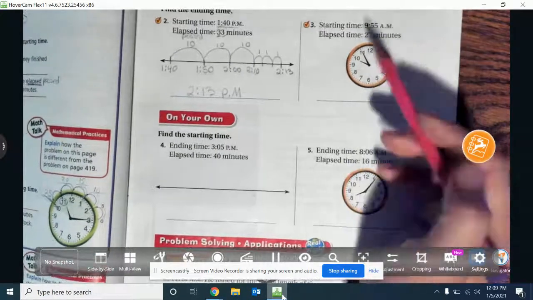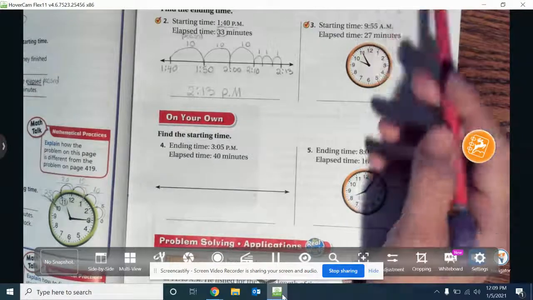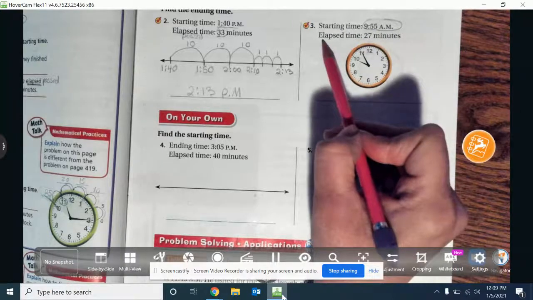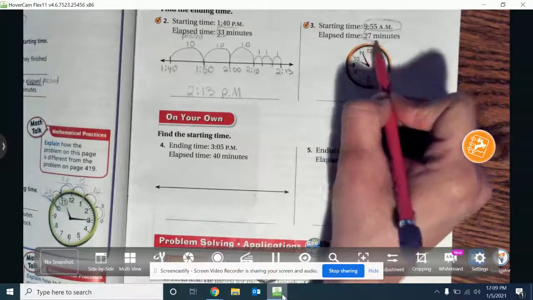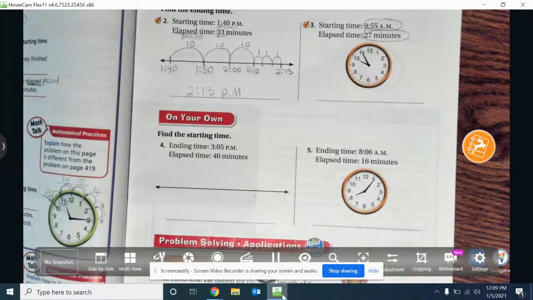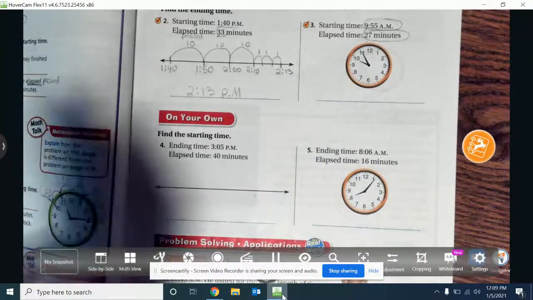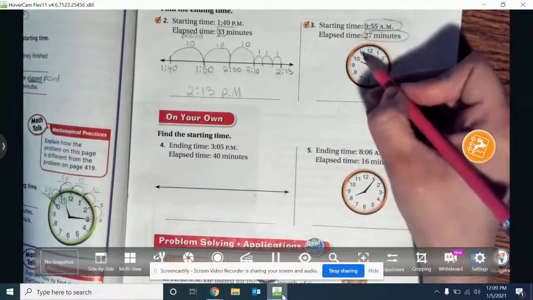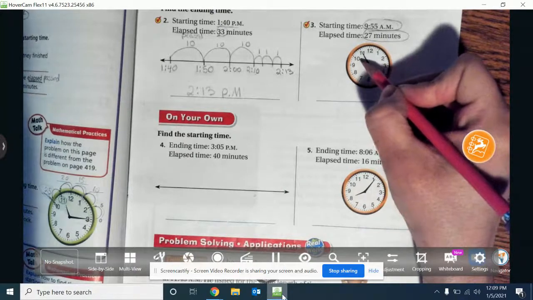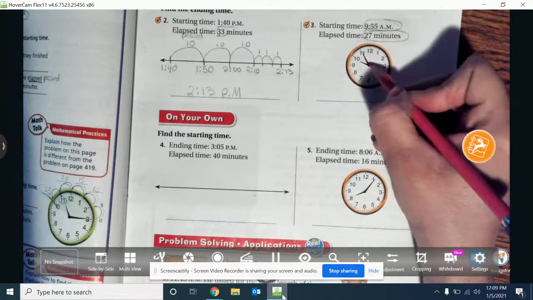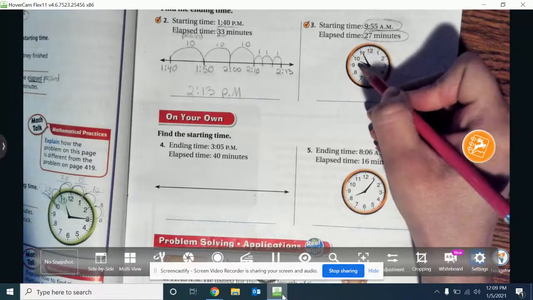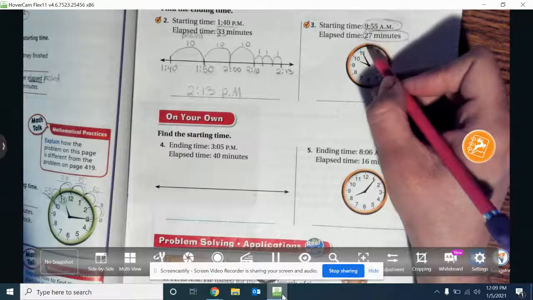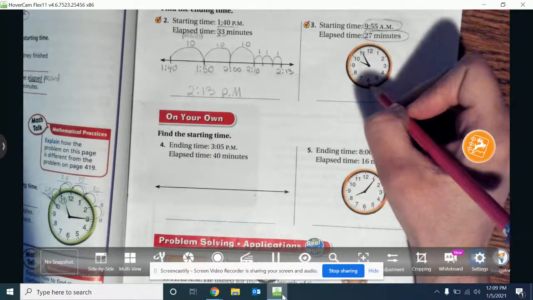Number 3. So starting time is 9:55 a.m. Elapsed time is 27 minutes. So 27 minutes went by. So this time it's not a number line. This time is an actual clock. So this time already shows you 9:55. So it's not at the 10 yet because the minute hand is not at the 12 yet. So it is still 9:55. We need to count 27 minutes after to see where it ends.